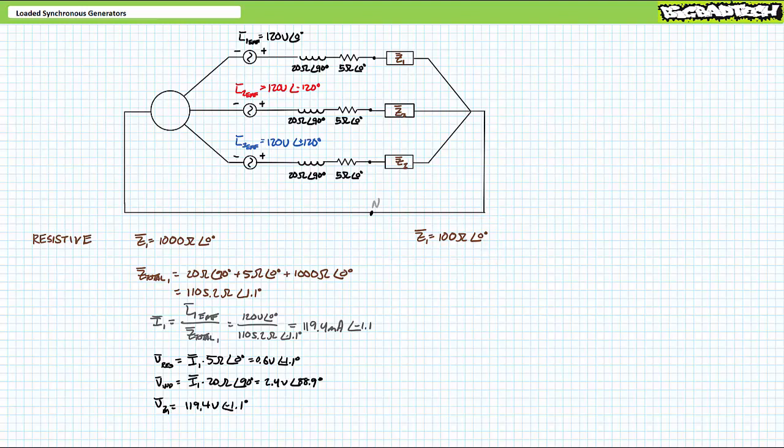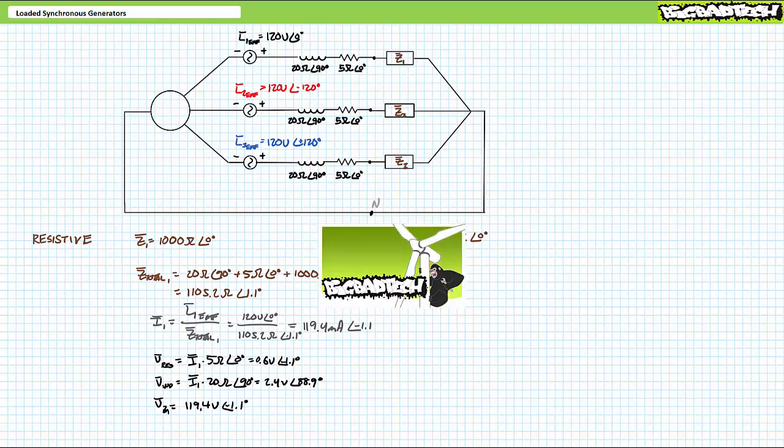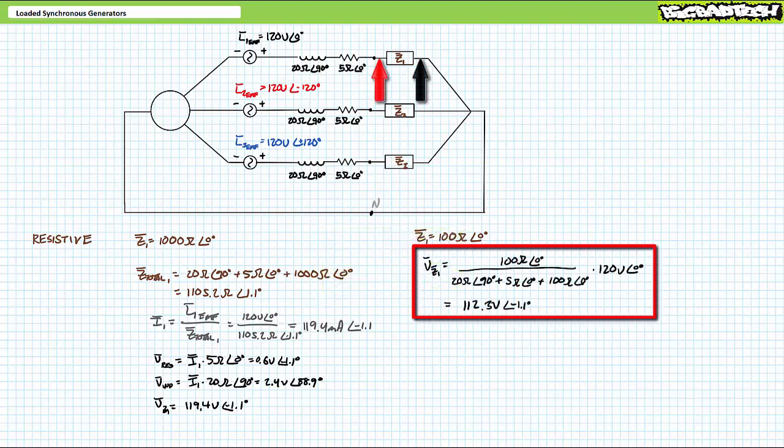Stands to conjecture more current through the non-ideal internal stator components will result in more of a voltage drop across them, thus less output voltage at the electrical load. Let's see if this is the case. We could perform the exact same lengthy series AC circuit analysis making use of AC Ohm's law as previously, or efficiently and directly arrive at the same result using the AC voltage divider rule. An application of the AC voltage divider rule demonstrates the purely resistive electrical load experiences a reduced output voltage of 112.3 volts at an angle of negative 1.1 degrees.